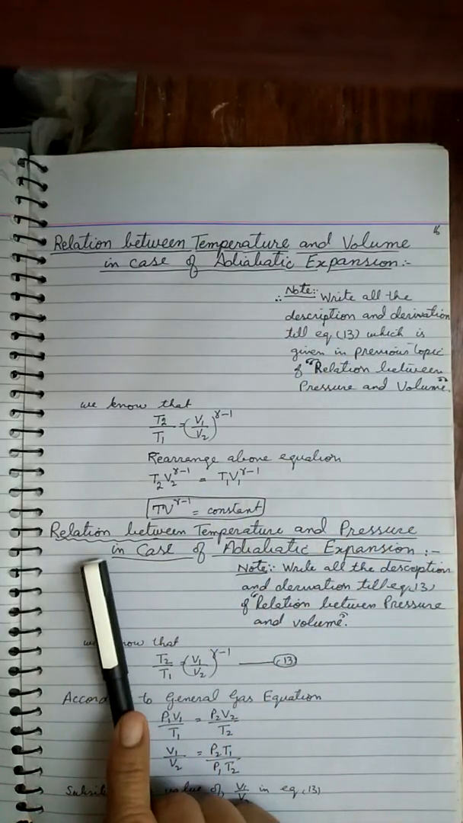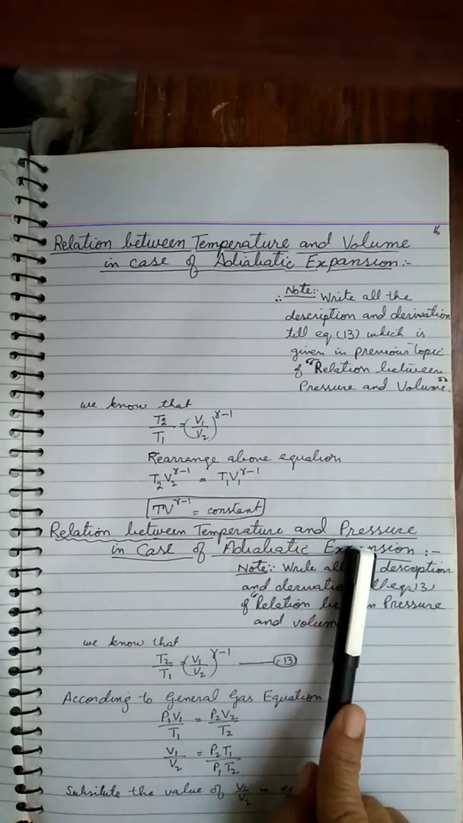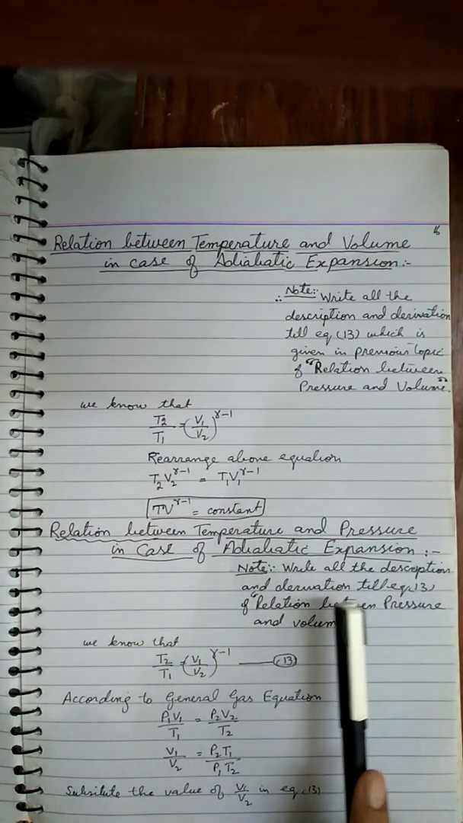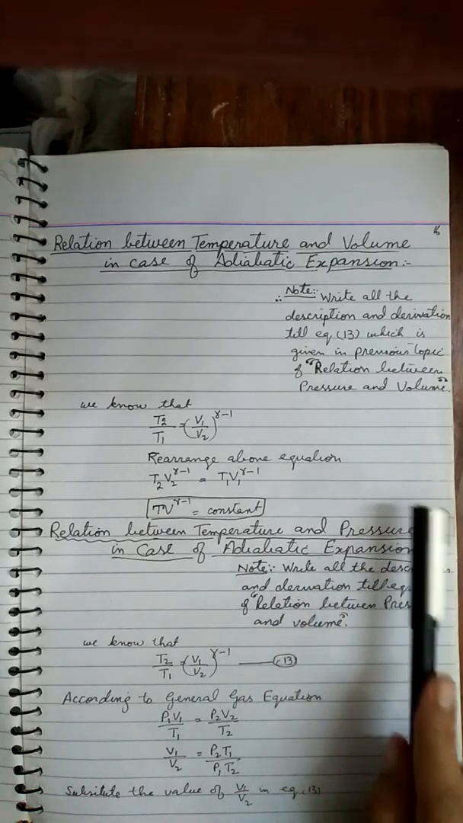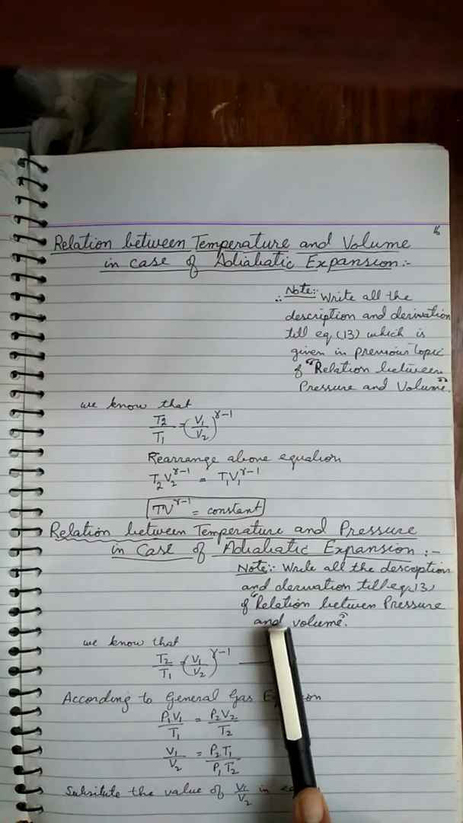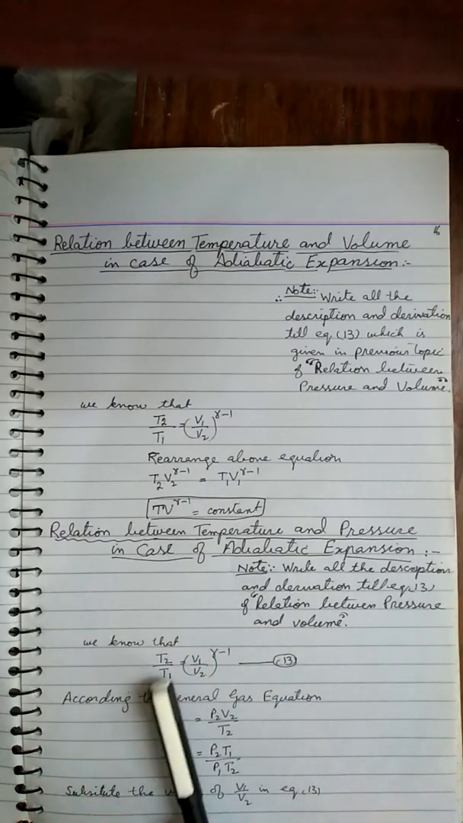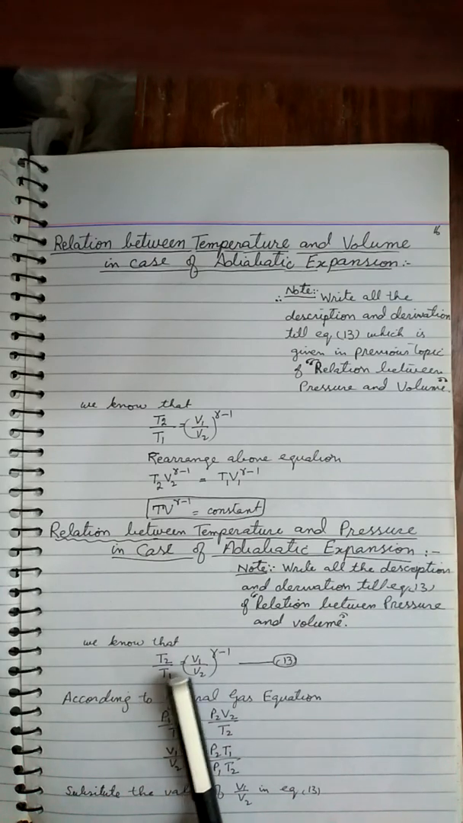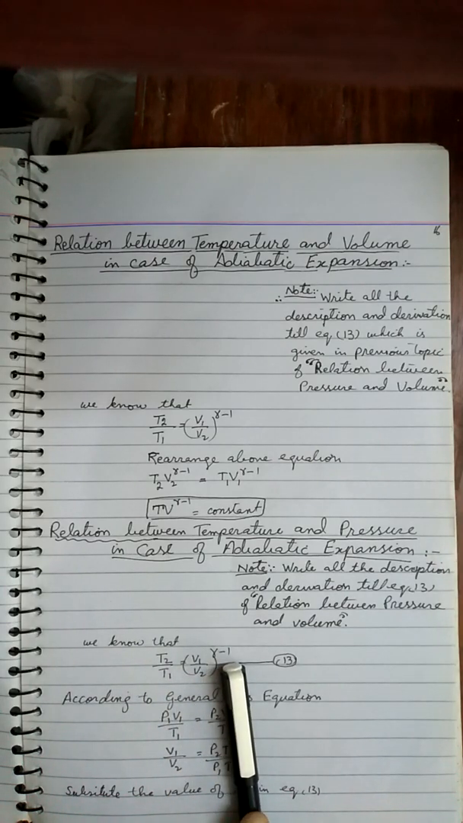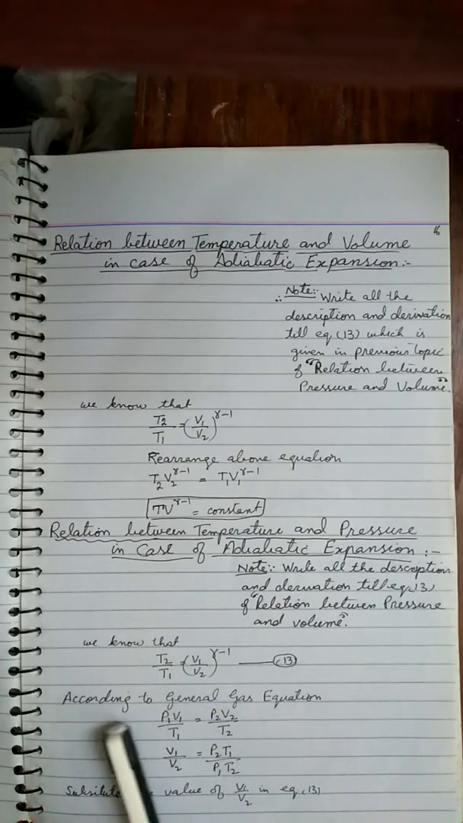Next, relation between temperature and pressure in case of adiabatic expansion. Similarly, we will again write all the above part which is given in the previous topic of the relation between pressure and volume till this point. T2 by T1 is equal to V1 by V2 raised to power gamma minus 1. Now we are doing the further calculations according to the general gas equation.